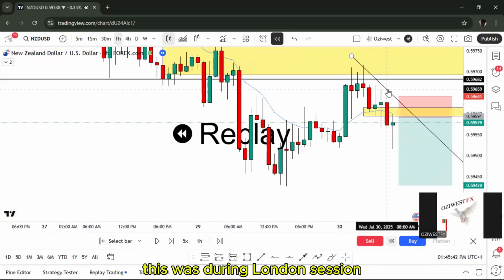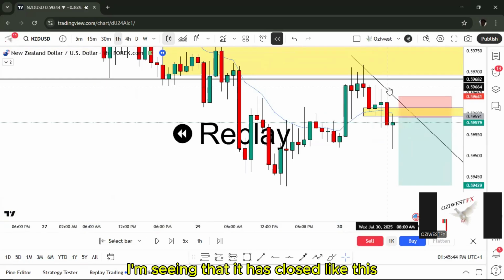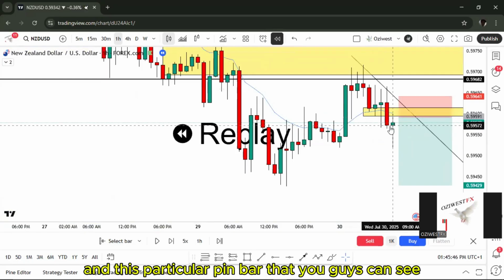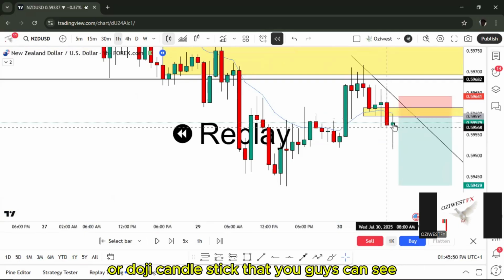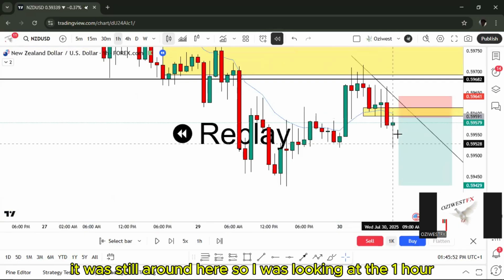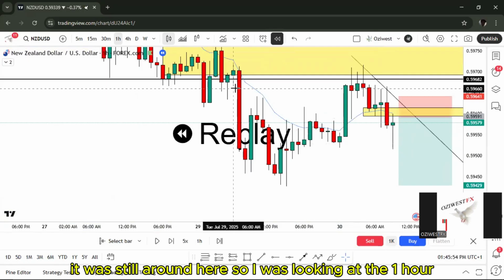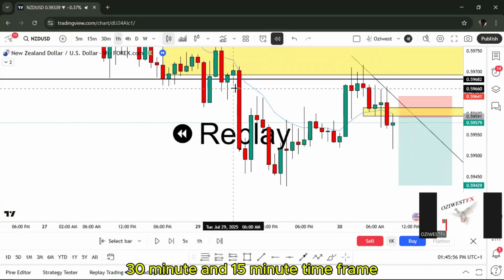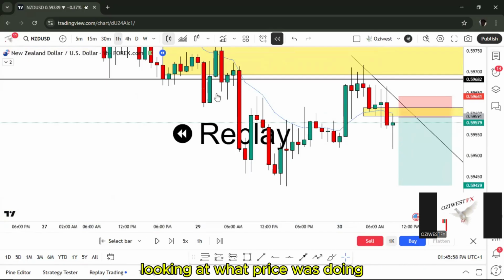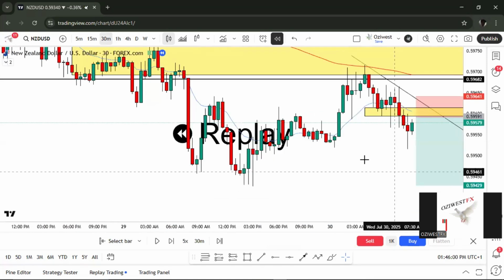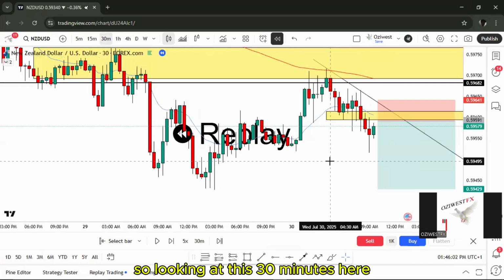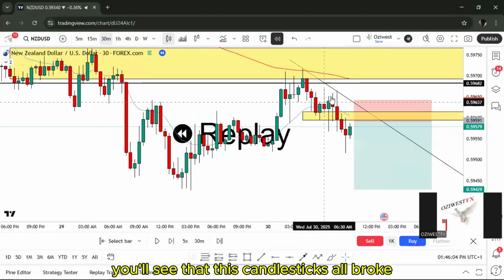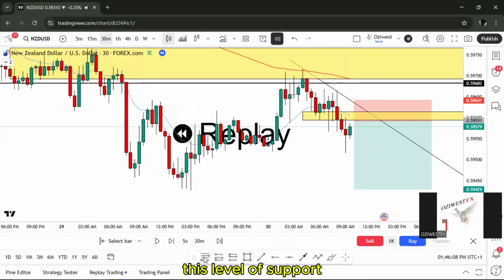This was during London session. I'm seeing that it has closed like this, and this particular pin bar that you guys can see, or doji candlestick that you guys can see here, was still around here. So I was looking at the 1 hour, 30 minute, and 15-minute time frame, looking at what price was doing. So looking at this 30 minutes here, you see that this candlestick all broke this level of support.